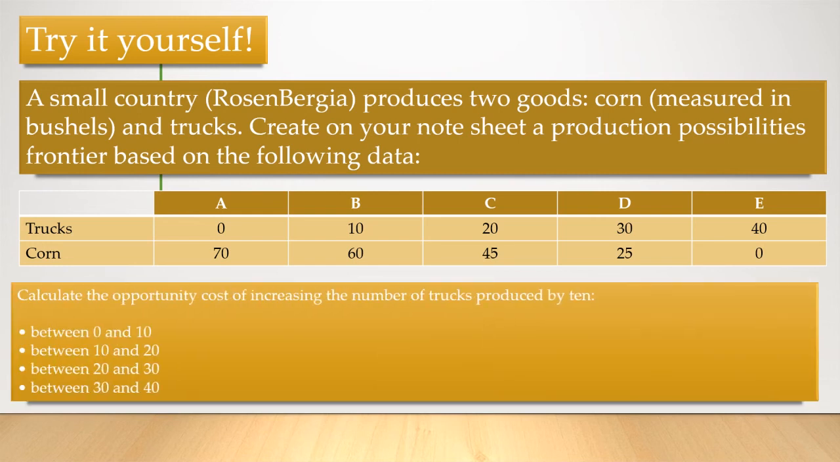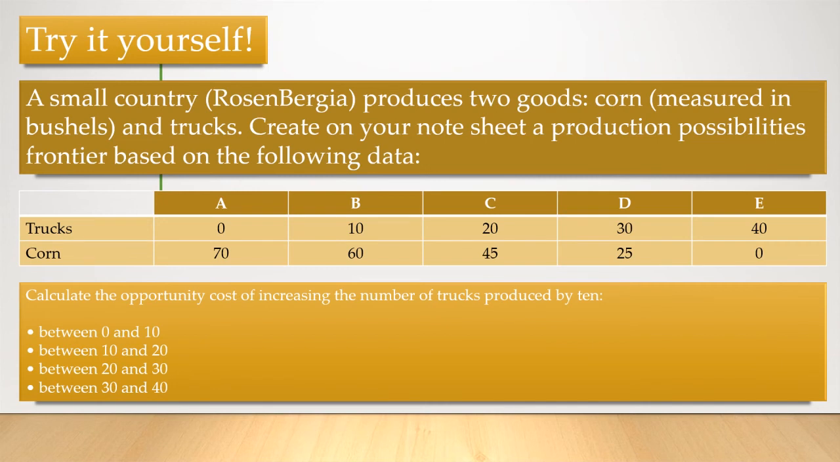to make trucks. So what I would like you to do then, when you're done, is to calculate the opportunity cost of increasing the number of trucks produced by 10. In other words, and this is what you can discern from your graph, how many bushels of corn must we give up in order to make between 0 and 10 trucks, let's say 20 trucks, 30 trucks, 40 trucks, and so forth. You get what I'm saying? So give that a few minutes, give it a try, see if you get it.